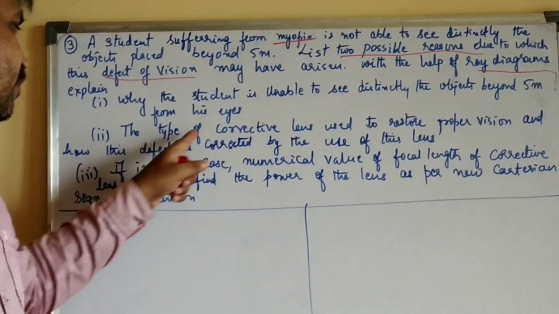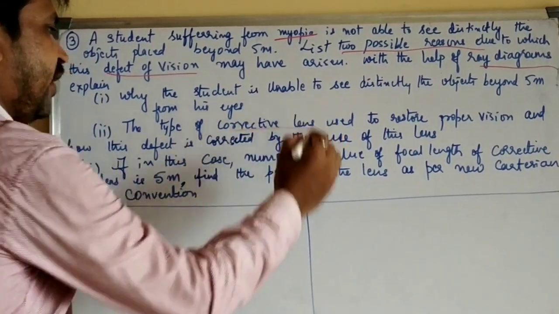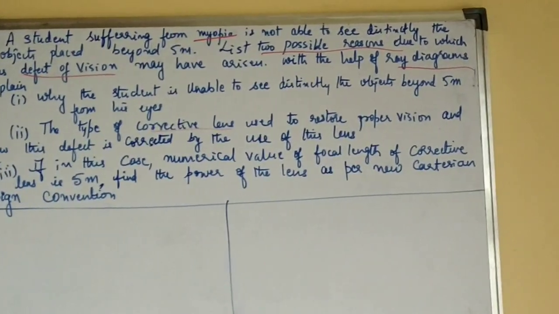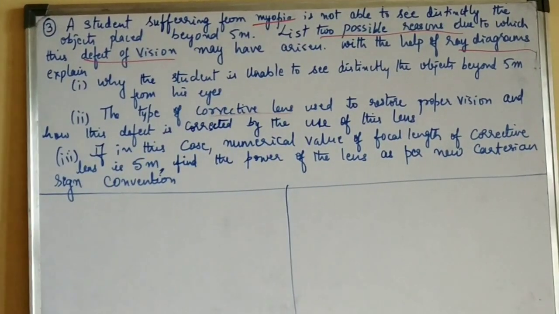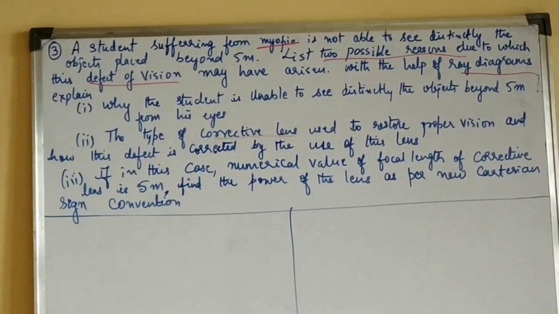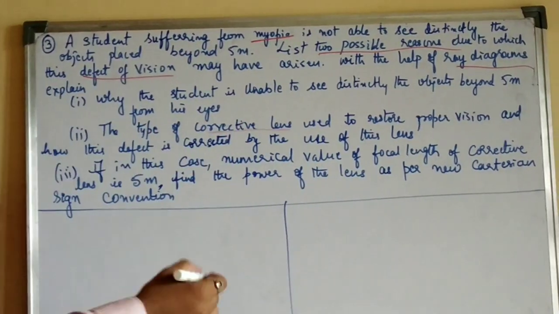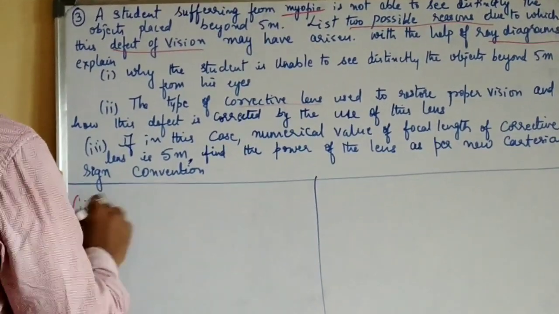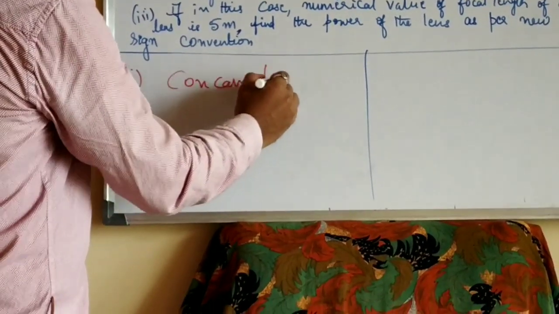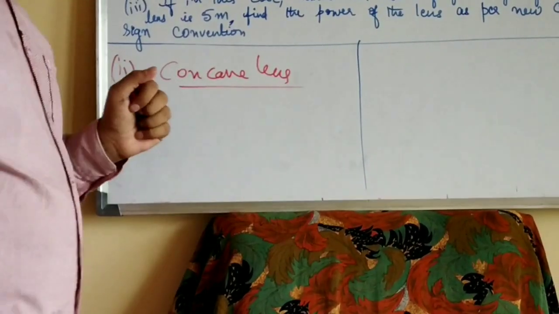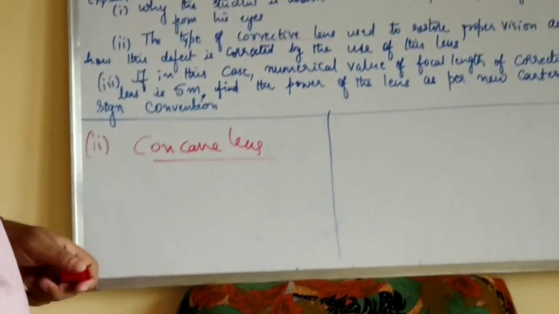Now, the type of corrective lens used to restore proper vision and how this defect is corrected by the use of this lens. In the ray diagrams itself, you will come to know the type of corrective lens used. That is the second one. The type of corrective lens used is what? Which lens? A concave lens is the corrective lens that has to be used.